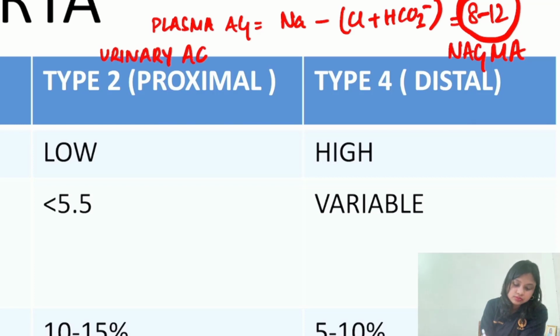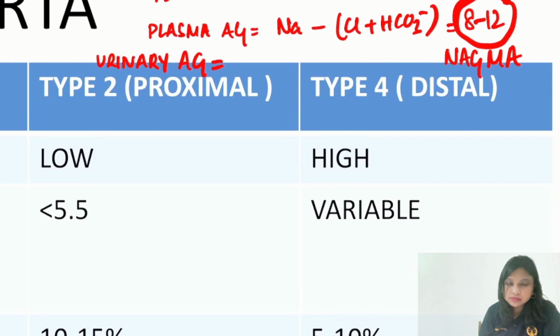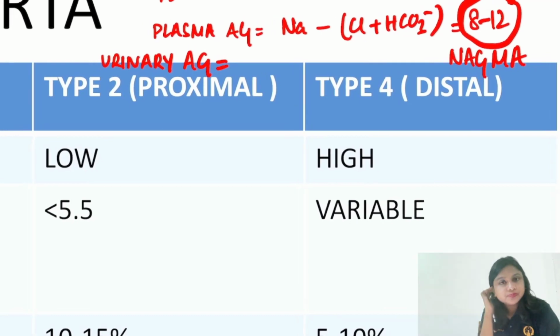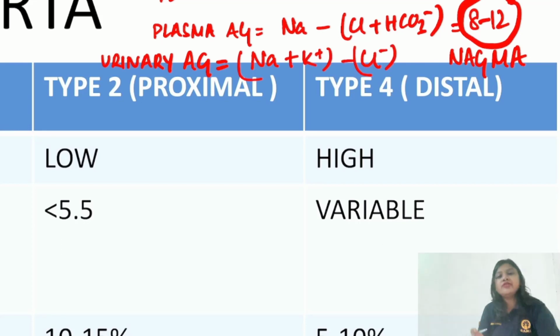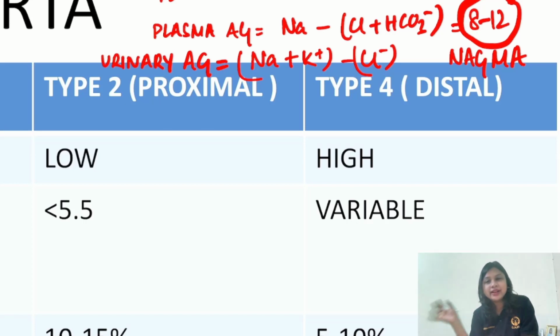So what is the urinary anion gap? Can anybody tell what the urinary anion gap is? The formula is sodium plus potassium minus chloride. Here we have the potassium. Now this gap can come out to be positive or negative. Remember, if it is negative, in negative we have a G. That means it's a GI problem, pancreatic diarrhea. If it is positive, that means renal tubular acidosis.